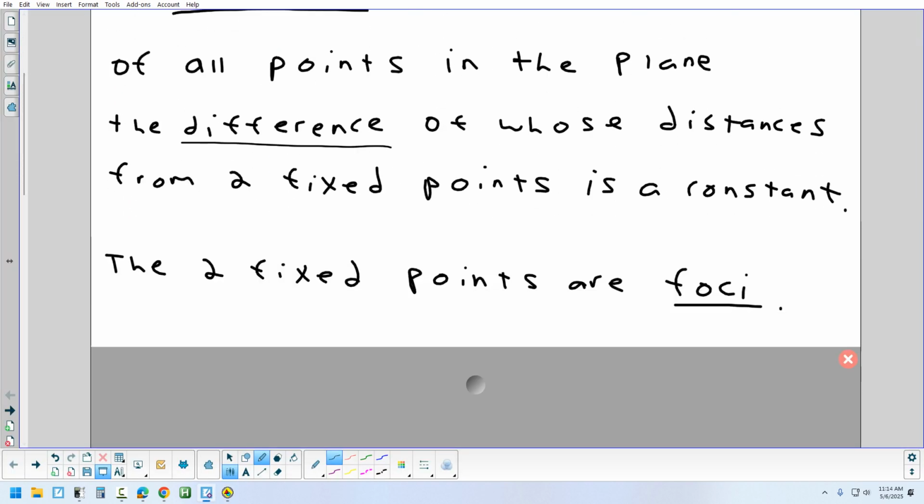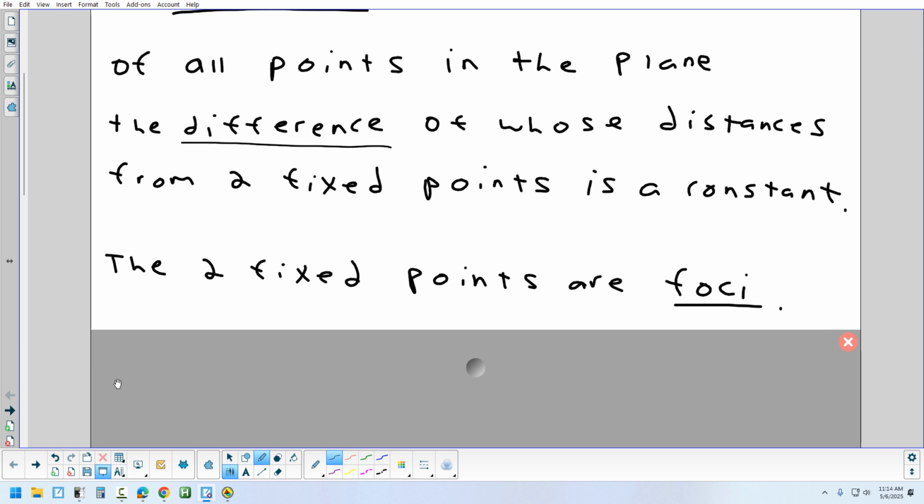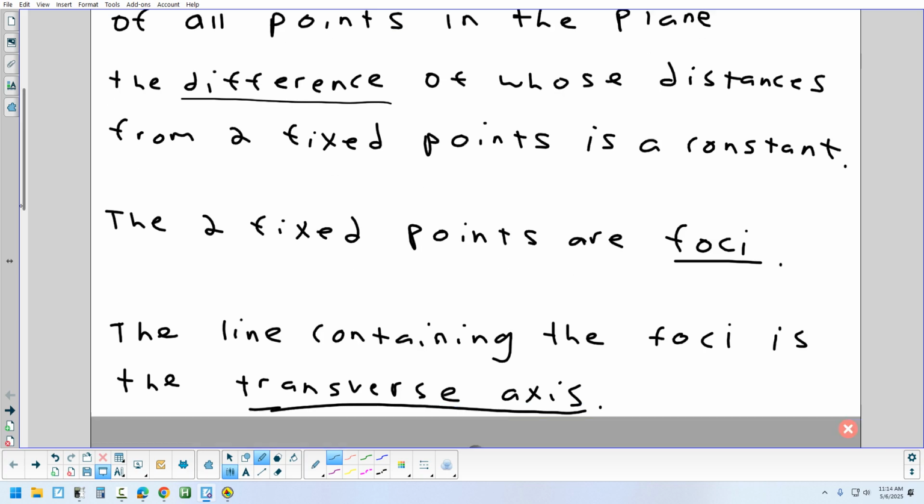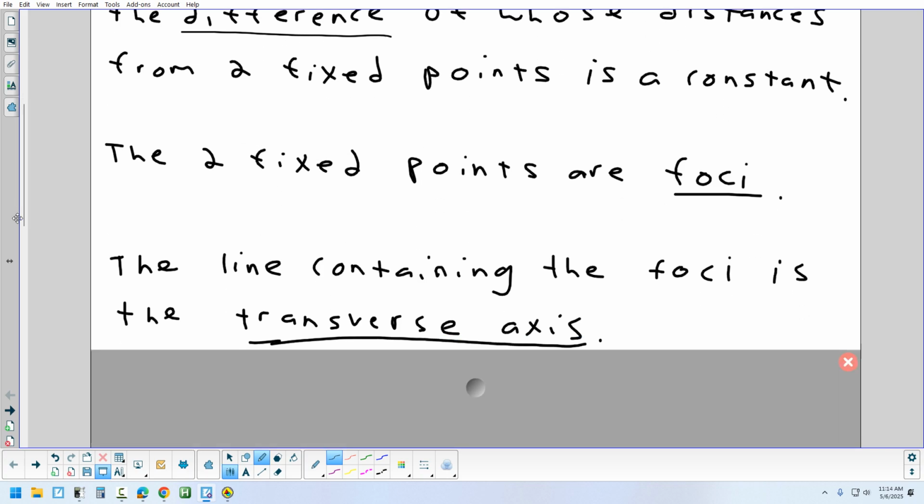So those two fixed points, those are called the foci. Just like on an ellipse, we have two of them. The line drawn through the foci, that is called the transverse axis. And that's replacing the major axis. That horizontal line I just drew, transverse axis.